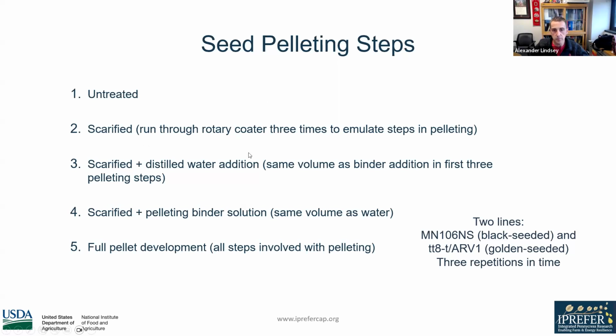So we started by running the scarification process 3 times, running the first 3 steps in pelleting, doing that with water addition, and then doing it with the binder solution. So kind of doing the initial steps to see if it was a slow priming effect, increasing germination, or if full-on pelleting was needed to improve germination.